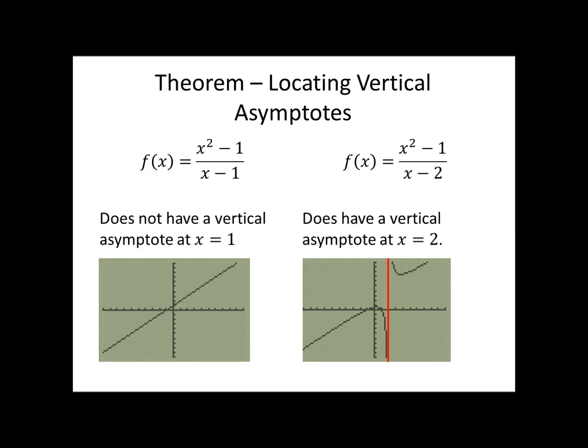So yes, if I try to plug in 2, I get 0 on the bottom, and it creates a vertical asymptote. So don't forget, when you're trying to find vertical asymptotes, always make sure that your rational function is in lowest terms.